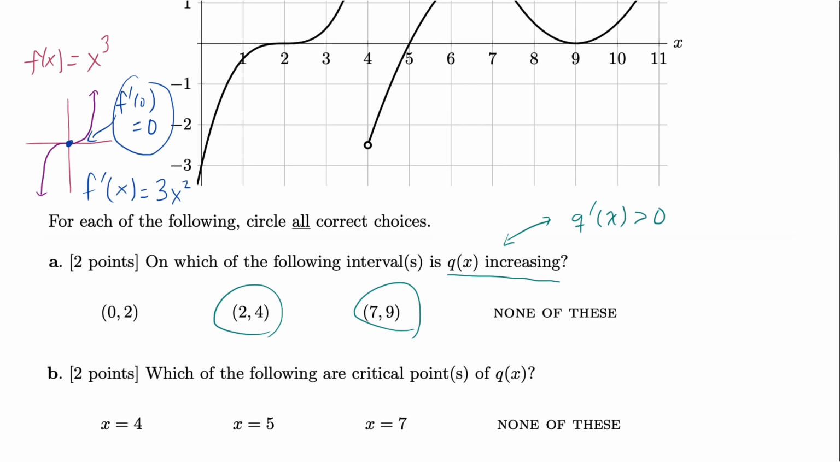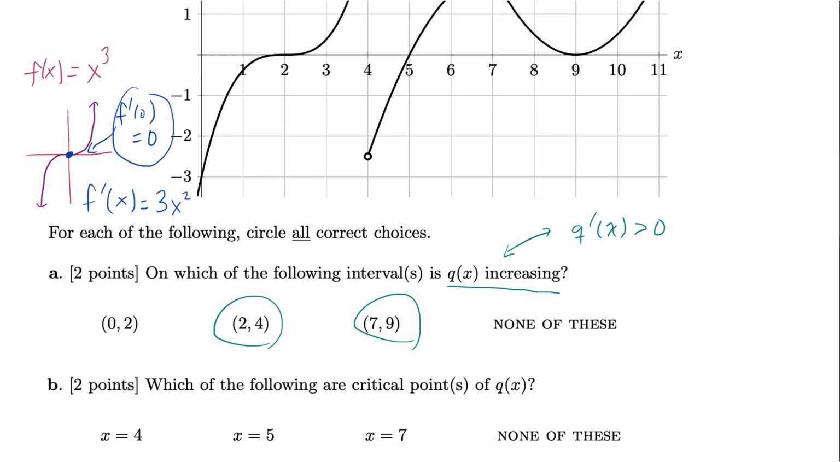Let's move on to part B. Which of the following are critical points of q of x? So a critical point of a function is where q prime of x is either 0 or is undefined, or where q prime of x does not exist. By DNE, I mean does not exist. And let's go up and see where that's happening.